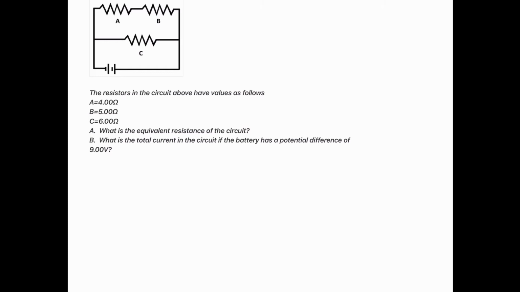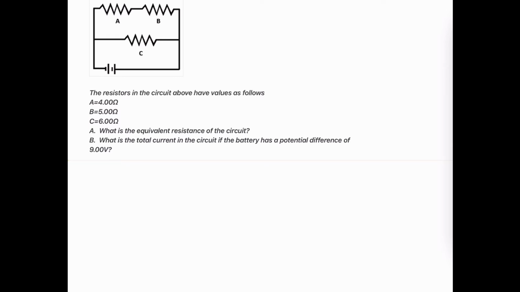So now let's try and do a complex circuit problem. In this case, we have 3 resistors. We have resistor A, which is 4 ohms. We have resistor B, which is 5 ohms. And we have resistor C, which is 6 ohms. So these are kind of like a puzzle, and you have to simplify them down until you get the total resistance. You can't just do it all at once, okay?